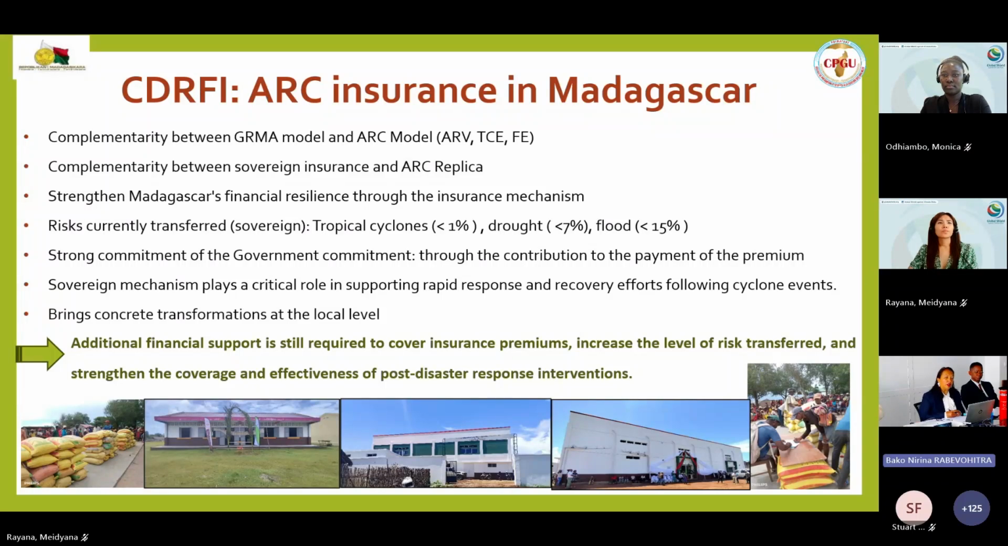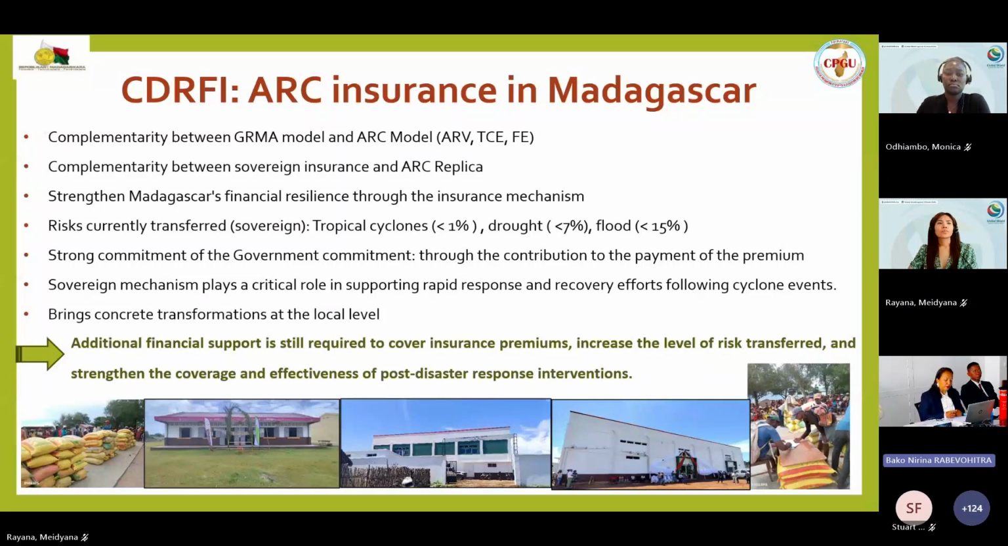But to talk particularly about the sovereign insurance, the rate of risk transfer is still low for the three ARC products. For example, it is less than 1% for tropical cyclone, less than 7% for drought, and less than 15% for flood. So the government is demonstrating a strong commitment through its contribution to the payment of the premium, even if budgetary constraints prevail.